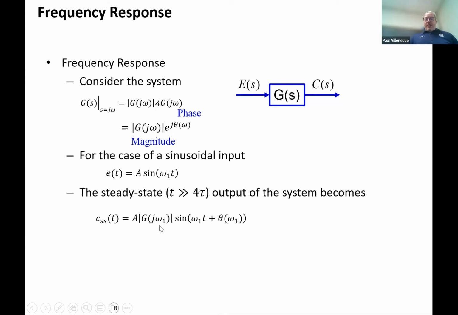All the transient stuff. Geez, I can't talk today. Excuse me. Should have had some water.